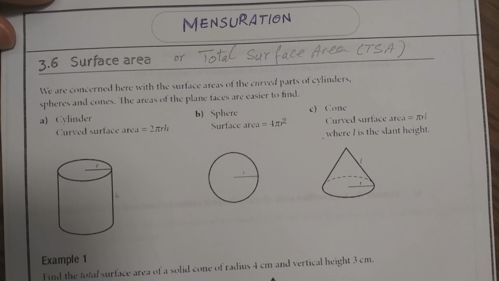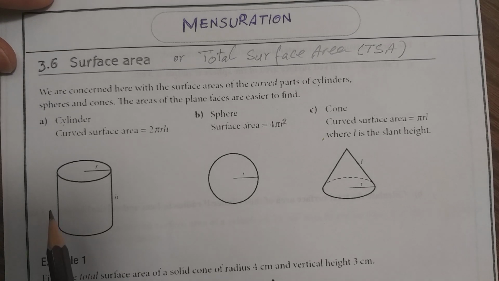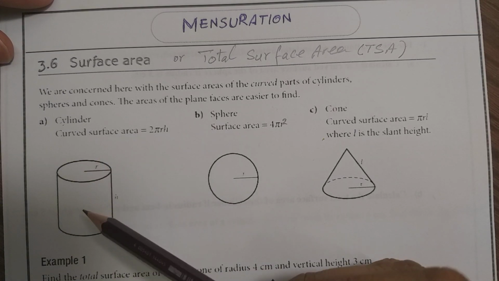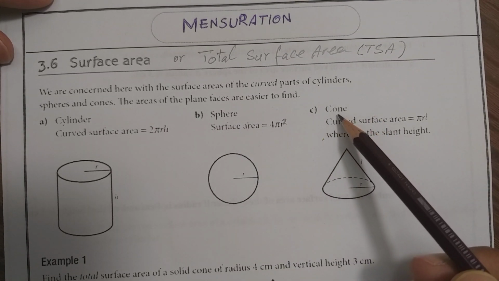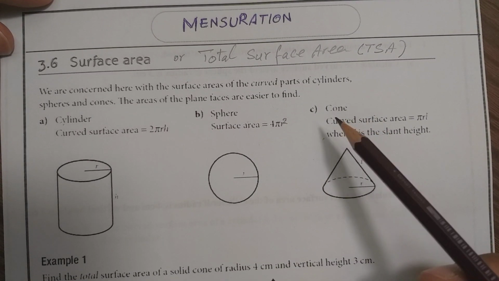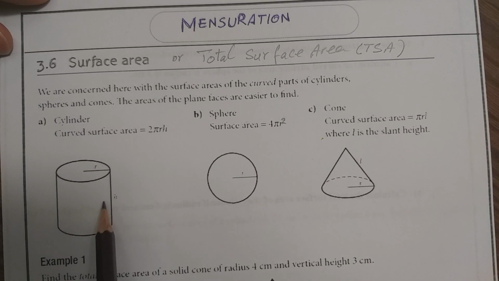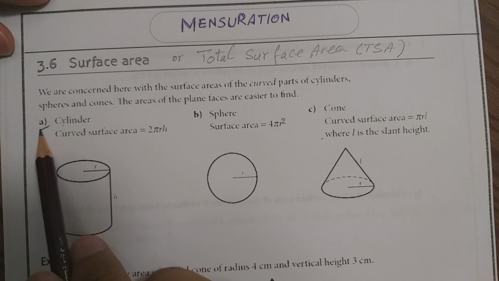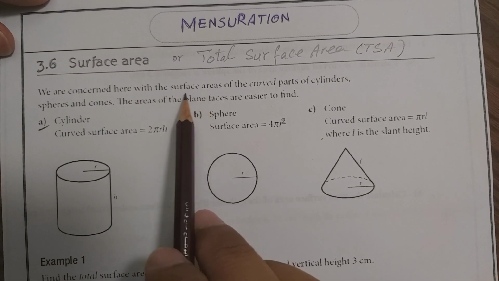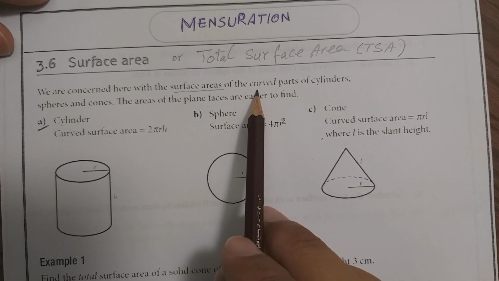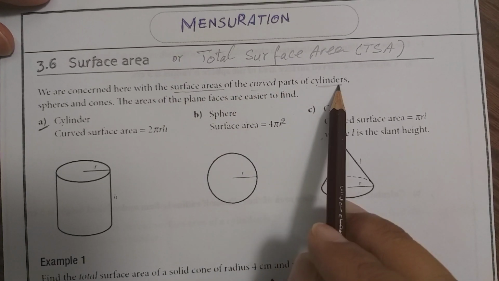First of all, we are going to talk about the surface area of the cylinder, the sphere, and the cone. In the cylinder, we are concerned here with the surface area of the curved parts of the cylinders.